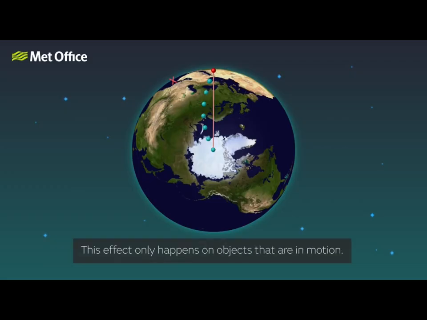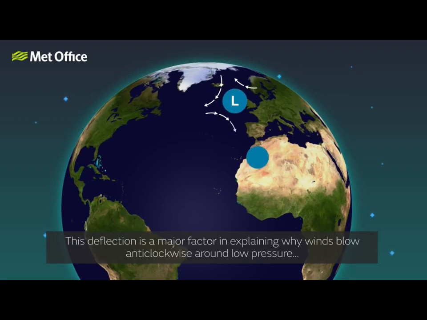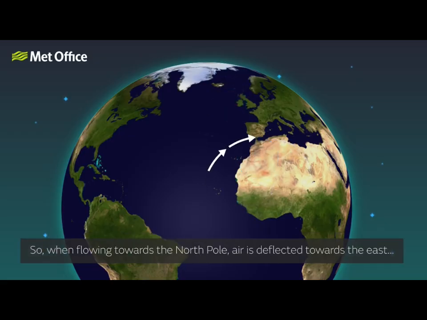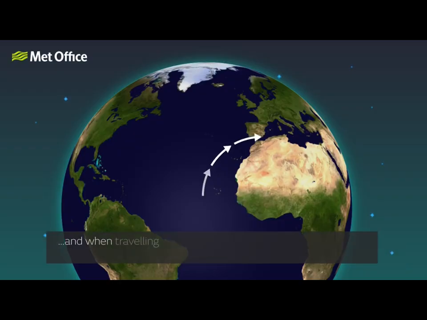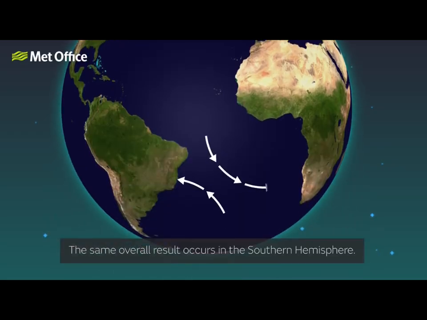This effect only happens on objects that are in motion. This deflection is a major factor in explaining why winds blow anti-clockwise around low pressure and clockwise around high pressure in the northern hemisphere and vice versa in the southern hemisphere. So when flowing towards the North Pole, air is deflected towards the east, and when travelling southwards back towards the equator, it is deflected westwards. The same overall result occurs in the southern hemisphere.